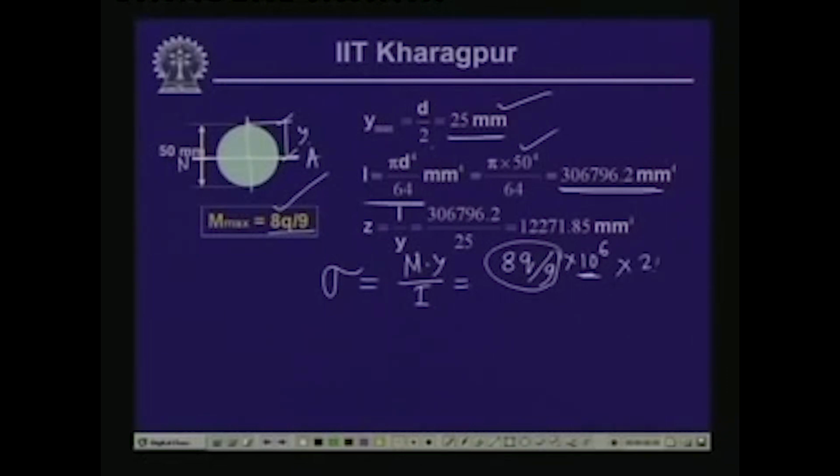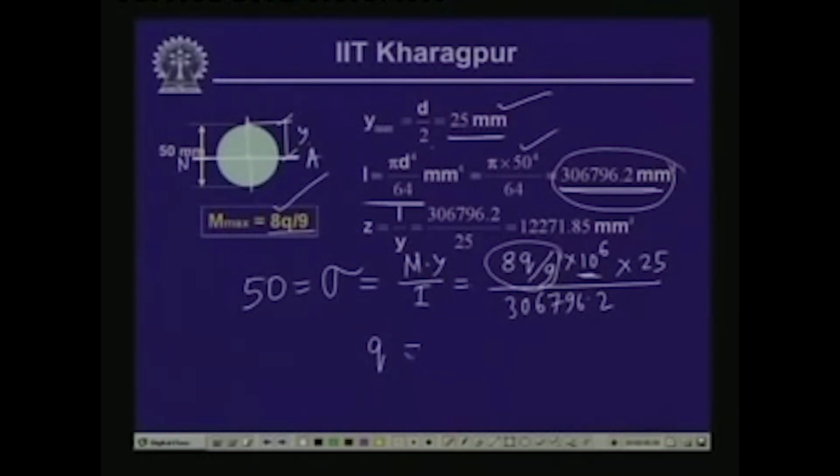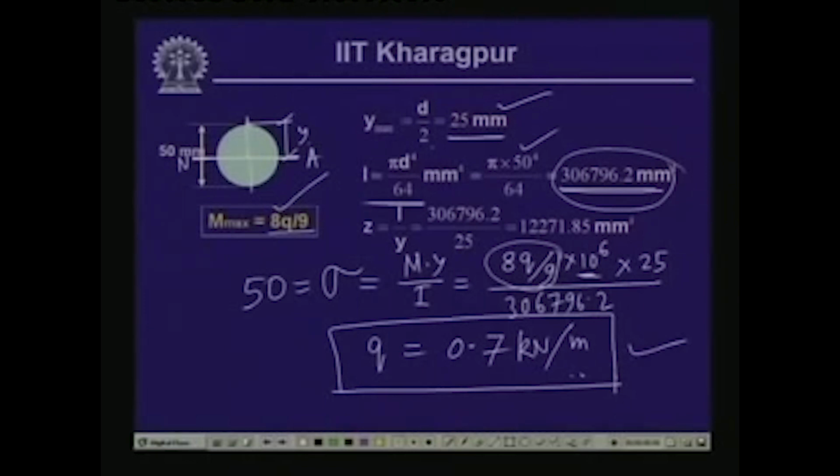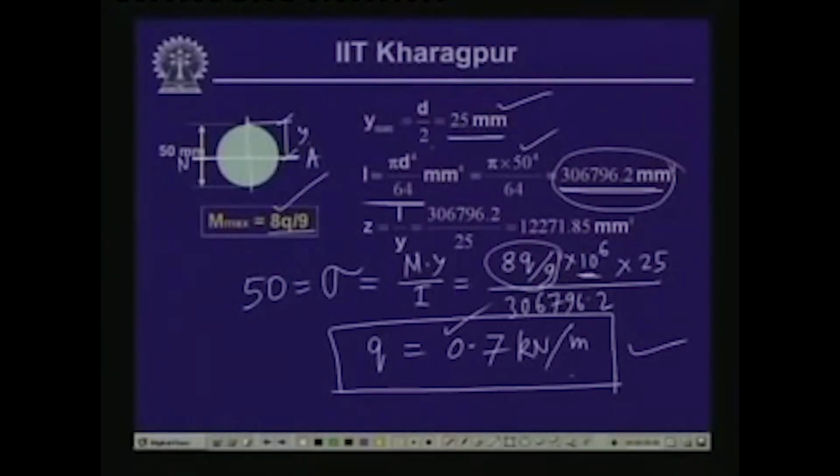Now, y is 25 and I is equal to 306796.2 millimeter to the power 4, and stress, as we have seen, is limited to 50 megapascal. From this expression, if we compute the value of q, we will get q as 0.7 kilonewton per meter. So, this is the maximum intensity of the load that we can apply on the beam so that the stress is within 50 megapascal. It does not cross the value of 50 megapascal.